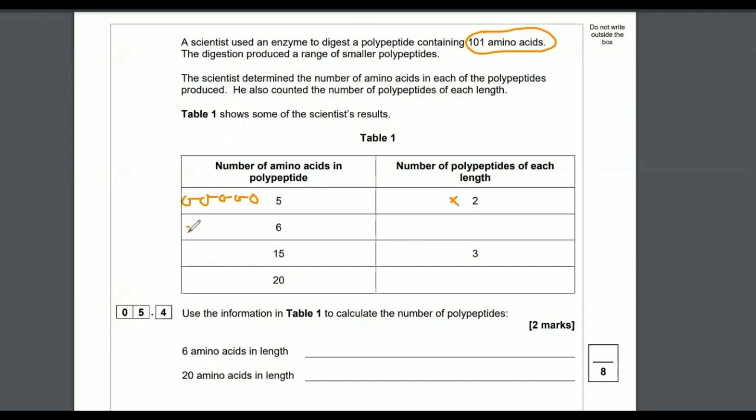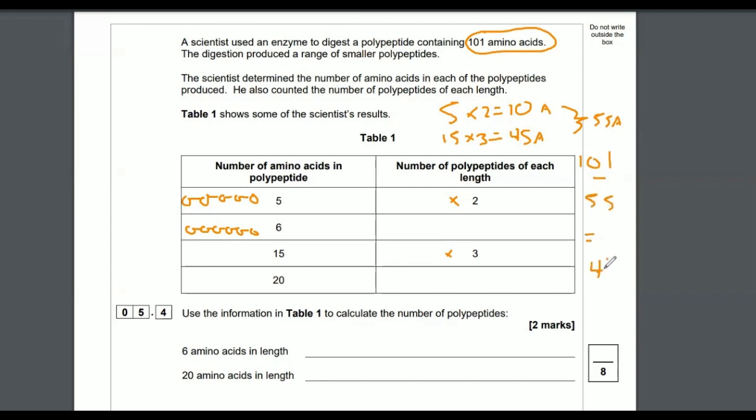And the second type, there are 6 amino acids in this next polypeptide, and we don't know the amount. And then there's 15. I'm not going to draw that, that would take too long. And 20. So we know that we've got 2 lots of 5 and 3 lots of 15. So let's work out the total amount of amino acids that we do know. 5 times 2, that's 10 amino acids in the first 2 polypeptides, and then 3 polypeptides that are 15 amino acids long, so that's 45. Add them together, we have 55 amino acids accounted for. So let's do 101 minus 55.